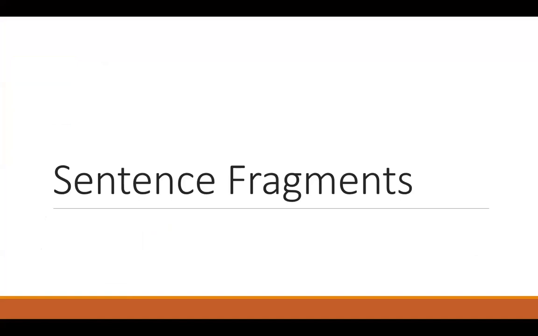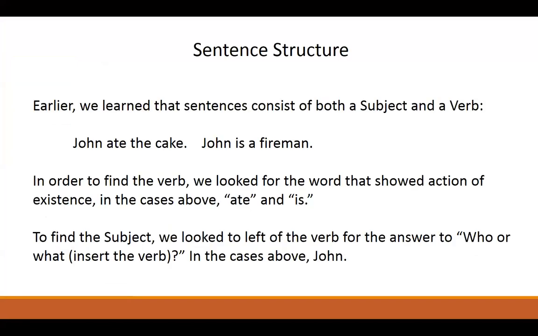Okay, so we've actually touched on sentence fragments before, earlier when we were talking about subordinate conjunctions. There are many ways to create sentence fragments, and we're going to focus on just two of them today. So earlier, when we discussed complete sentences, we noted that a complete sentence has to have two things, a subject and a verb. So, John ate the cake. John is a fireman. We asked the question, where's the word that shows action or existence?